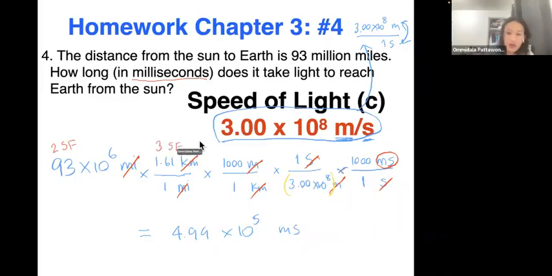Okay, so 1,000 meters equal to 1 kilometer. So this is going to be an exact value because of the prefix we defined, right? And then the speed of light. So this is not exact. So this comes out to be 3 sig figs right here.